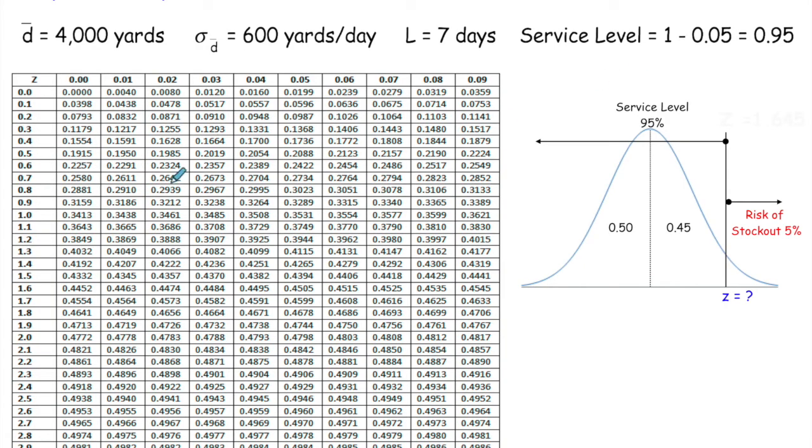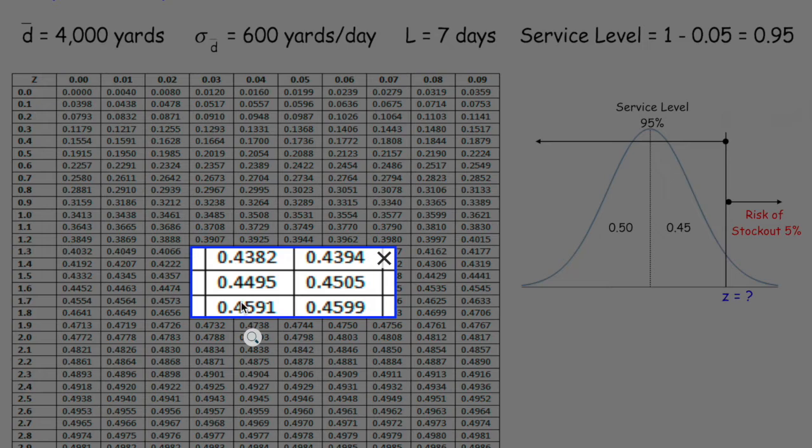So the idea is to scan our Z-score table. We're going to go inside of the table, find the closest value to 0.45. And so I see that 0.45 is right in the middle of these two values, 0.4495 and 0.4505. Now, whenever the area that we're looking for is right in the middle of the two values, I like to take an average of the Z-scores.